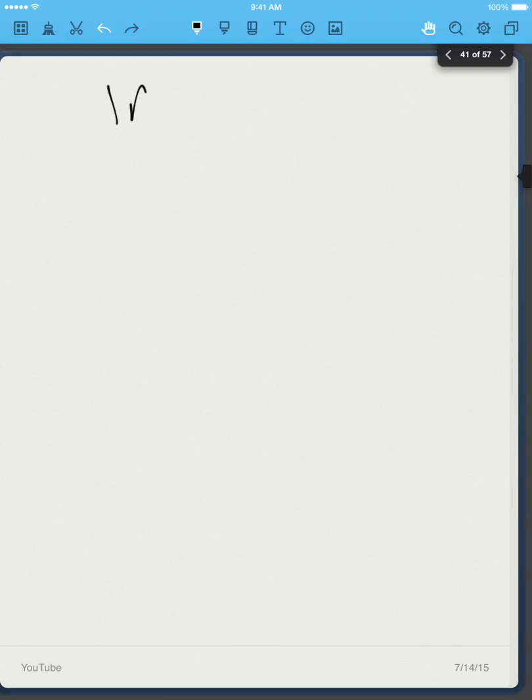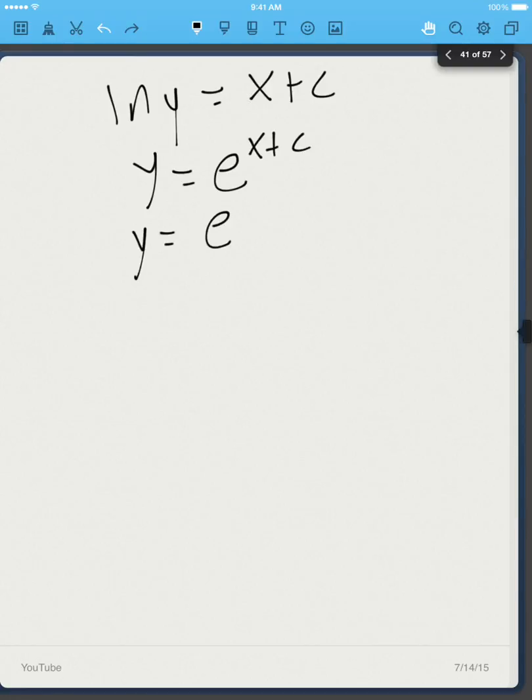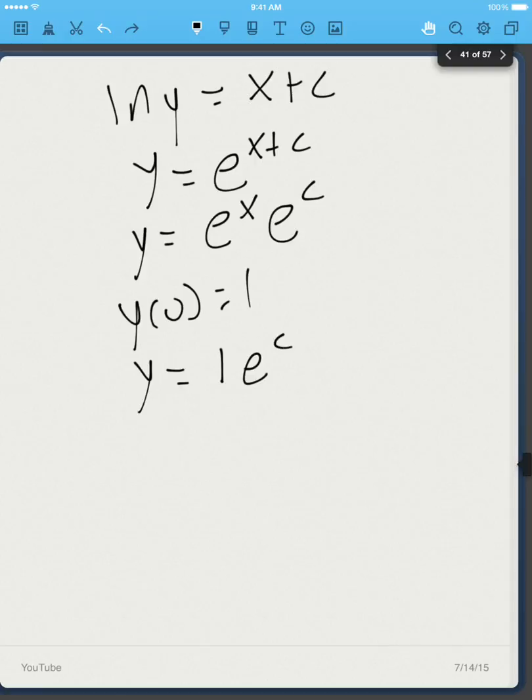So if I look at ln of y equals x plus c, if I raise both sides to e, I get that y equals e to the x plus c. So y equals e to the x, e to the c. So we know that y of 0 equals 1. So 1 equals 1 times e to the c. Well, for this to equal 1, that would indicate that c is equal to 0. So that basically means that our solution is y equals e to the x.